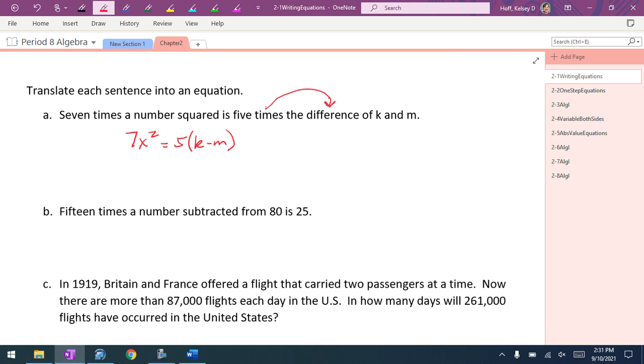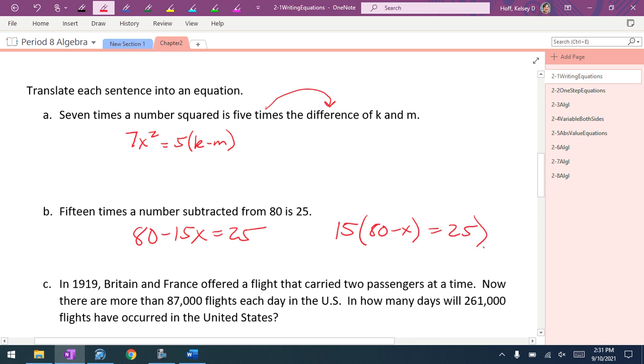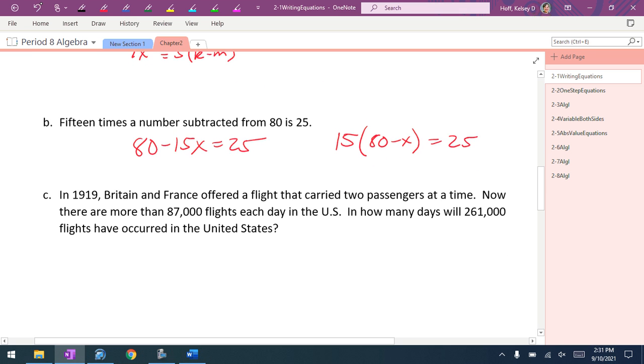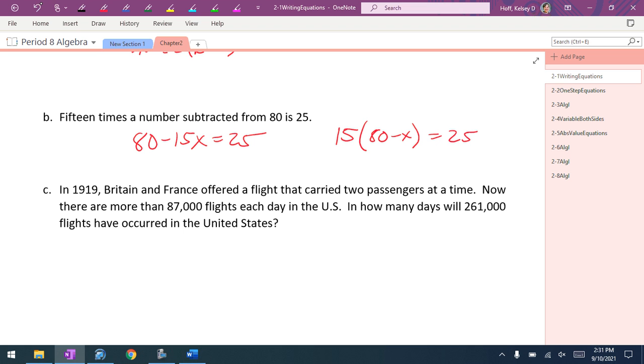Who's willing to give me this one? Caden. 80 minus 15x plus 25. Thoughts? Jackson? I had 15 and then in parentheses 80 minus x equals 25. Thoughts? Oops, I don't need a parenthesis there. Who's right?